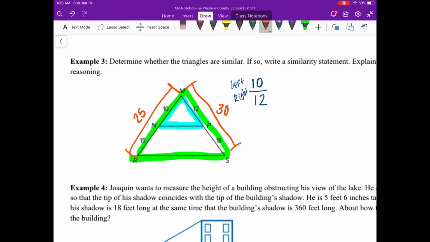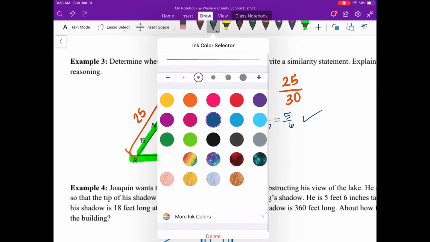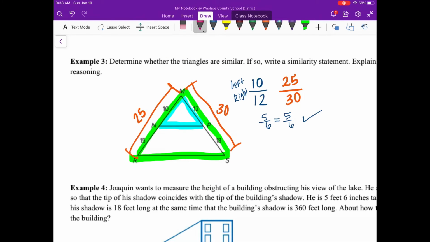So then here, again, the 10 was the left over the right. So I'm going to compare that to the left, which is 25, over the right, which is 30. So see if these reduce to the same thing, okay? 10 over 12 reduces to 5/6, and so does 25 over 30 reduce to 5/6. So yes, we can say that these are similar.